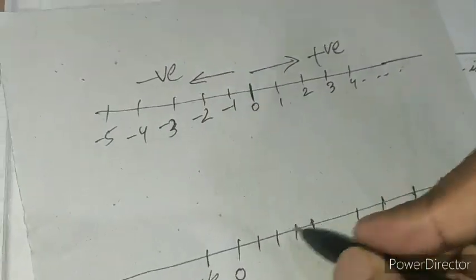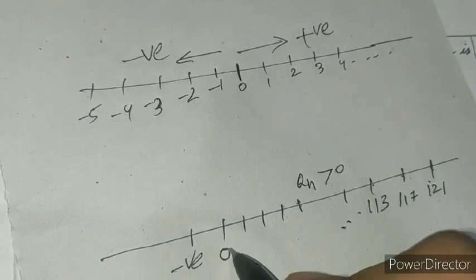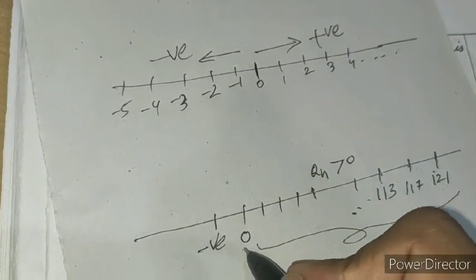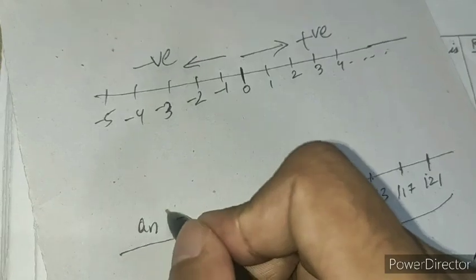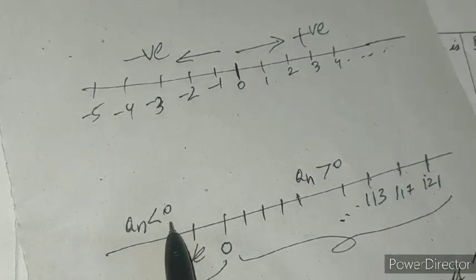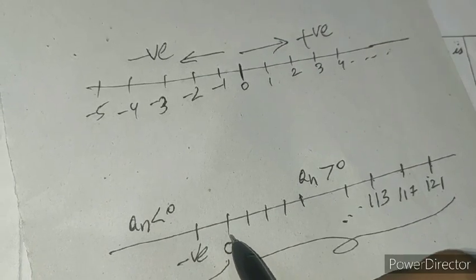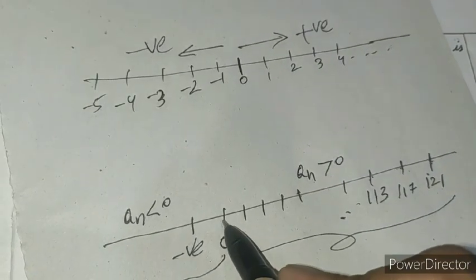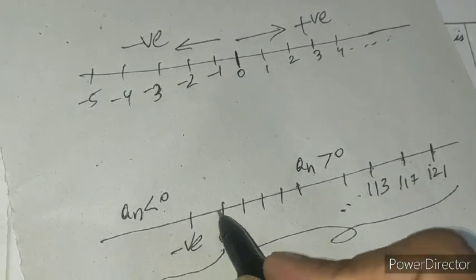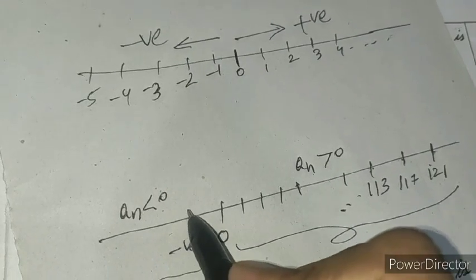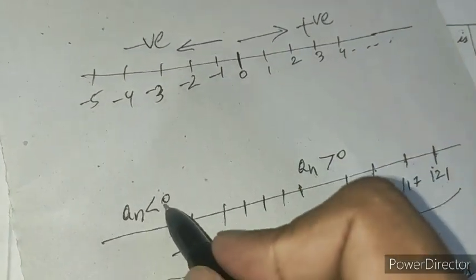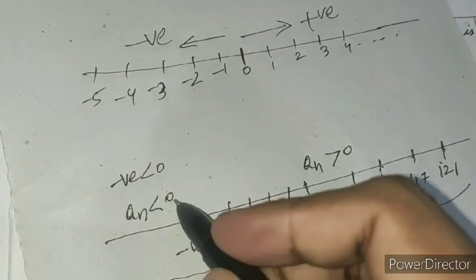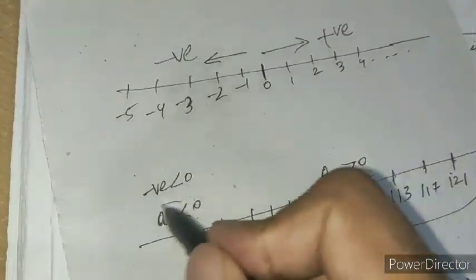Here an is greater than 0 because this is the positive side, right? And here for the negative, an is less than 0. An will be less than 0 because whatever value you get on this side, as the first term, second term, third term, after the 0 will be less than 0 only. -1, -2 is less than 0. So an is less than 0. We will use this one.